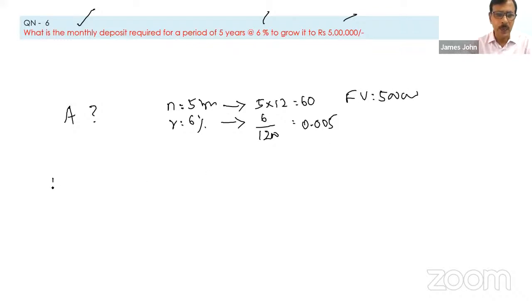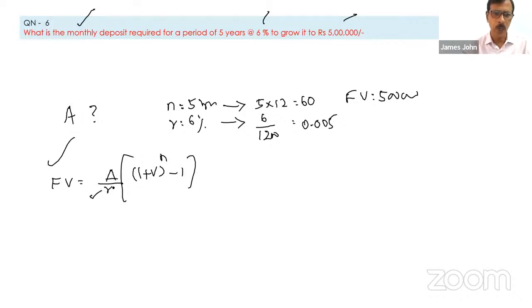So you have learned, I have given you a formula for future value at the end of the period. What is the formula? It is A by R into 1 plus R the whole raised to n minus 1. From this, you know future value, you know R, you know n. Can you calculate A? From this formula, how to calculate A?